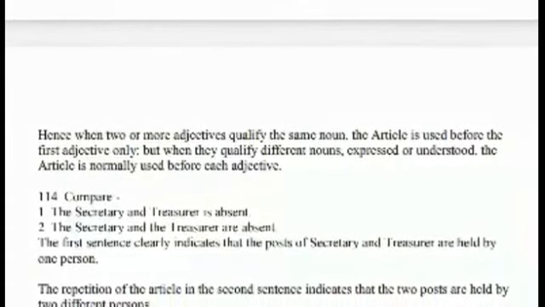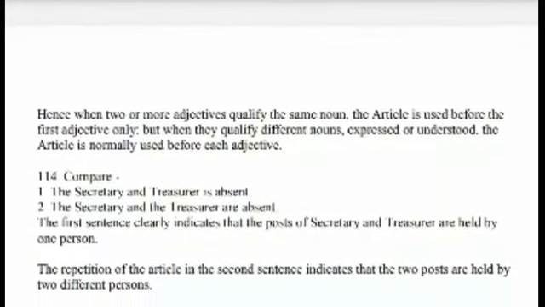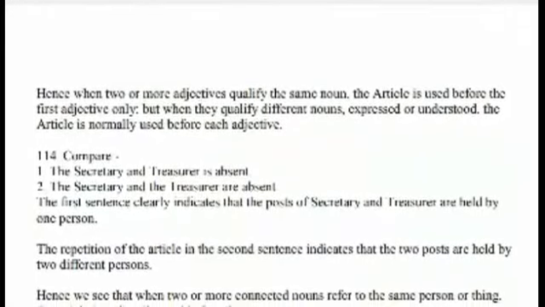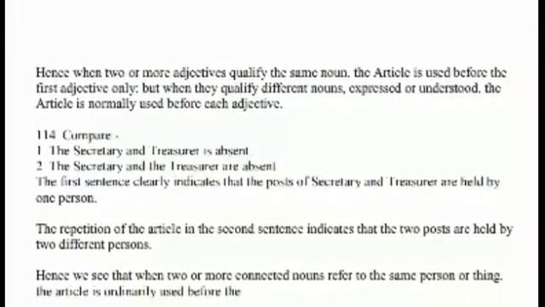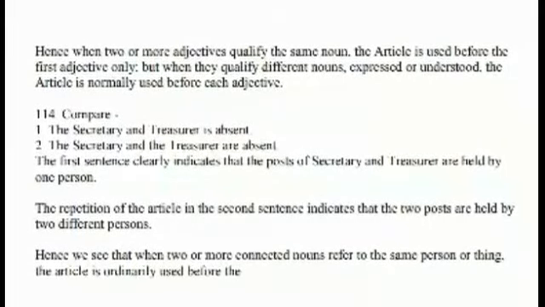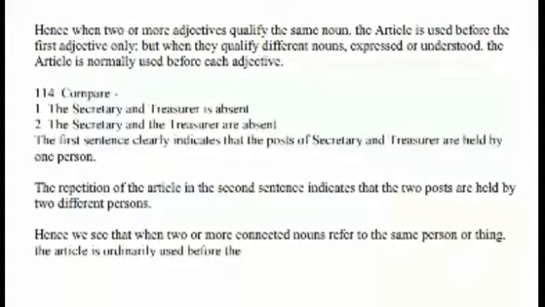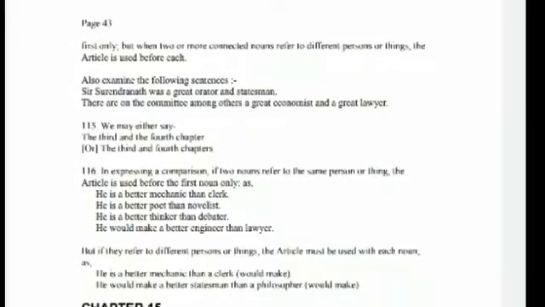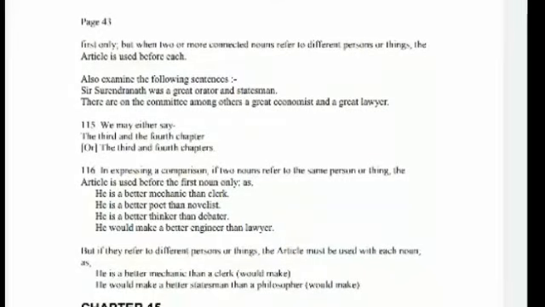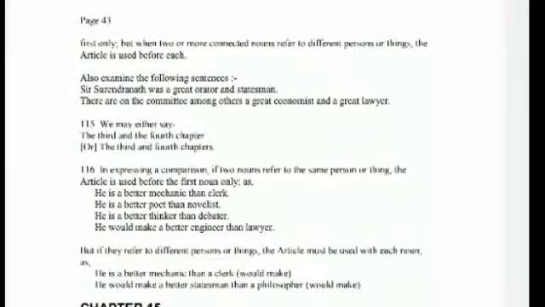Is it clear? Once again, I repeat: when two or more connected nouns refer to the same person or thing, the article is used before the first one only. But when two or more connected nouns refer to different persons or things, then the article is used before each. Also examine the following sentences.